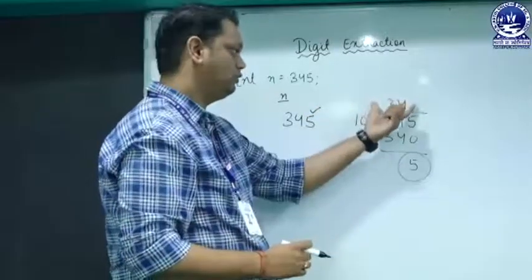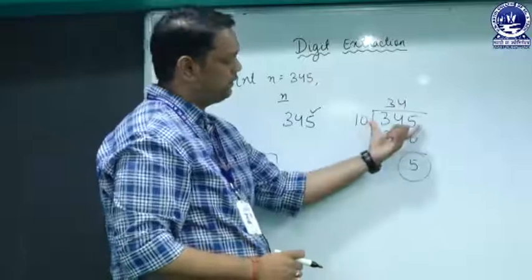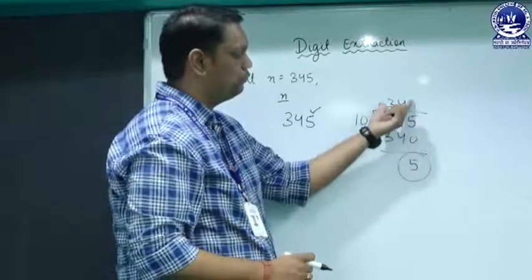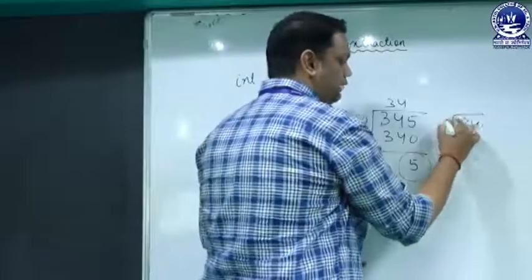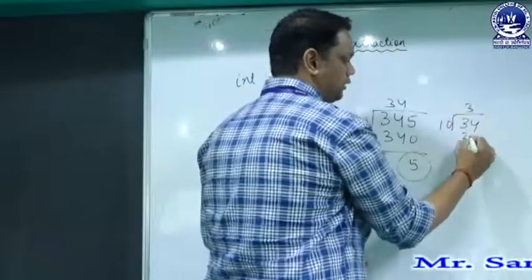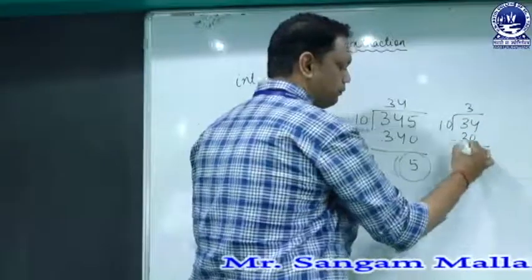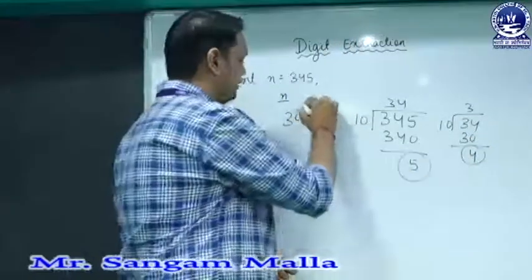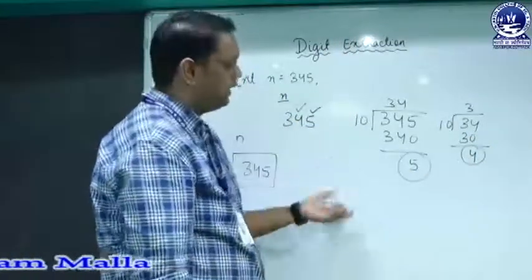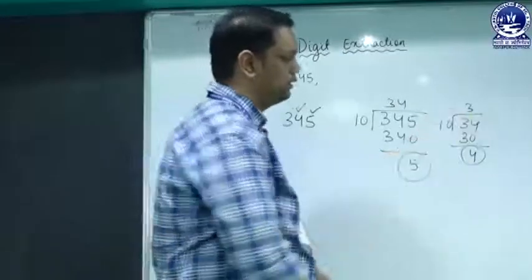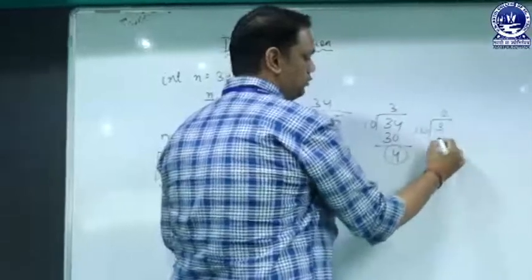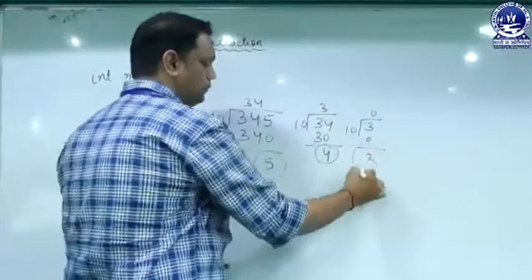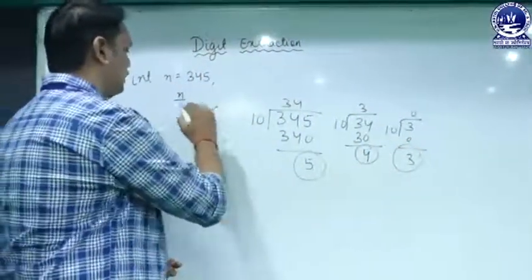Now the logic is we will take the quotient, that means instead of taking 345 again we will take 34, then again we will divide 34 by 10. 10 threes are 30, then the remainder will be 4. That means we have got another digit, 4. Then again we take the quotient, that means 3, and divide it by 10. 10 zeros are 0, then the remainder will be 3. Then we have got another digit.